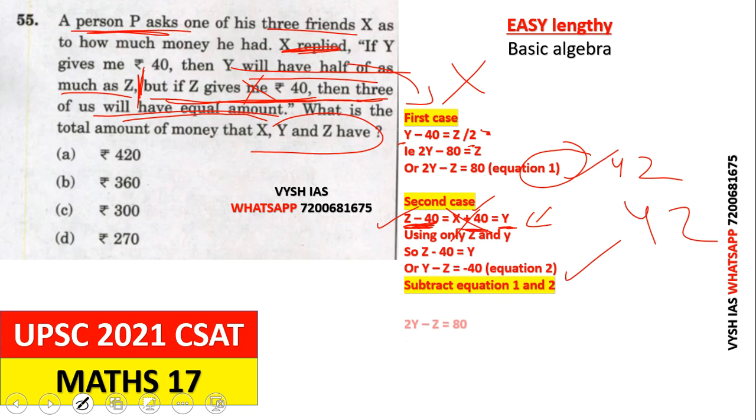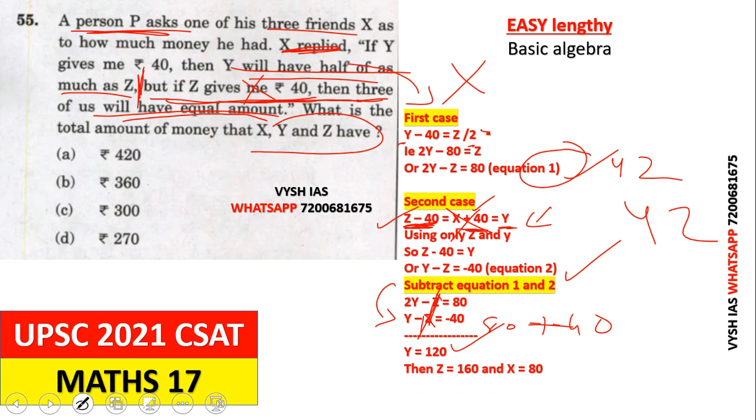Simply subtract them. These are 2 formulas. When you subtract, what will happen? 2Y minus Y is equal to Y. Minus Z and minus Z, this minus minus will become plus, and Z will get cancelled. 80 minus 40, minus minus will become plus. So Y is equal to 120. Put it in the formulas, you will get Z equal to 160, because you know all the formulas already. If you know one value, you can get other values also. So Z equal to 160, X equal to 1.